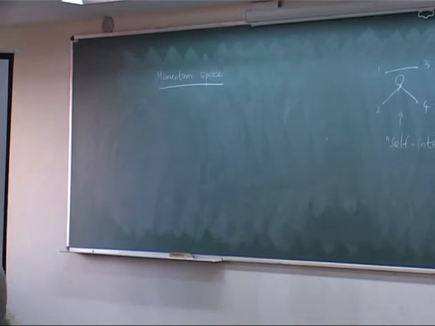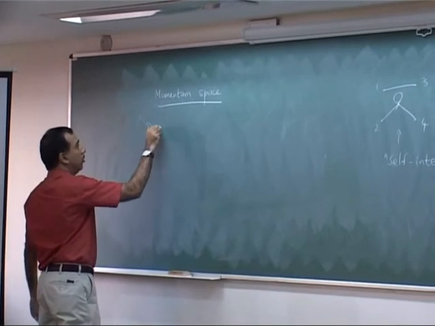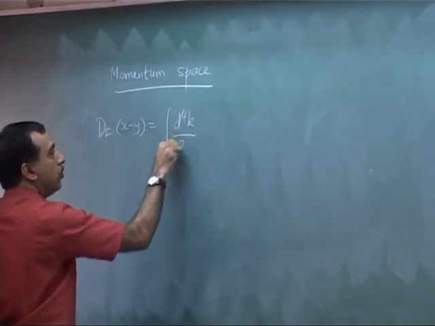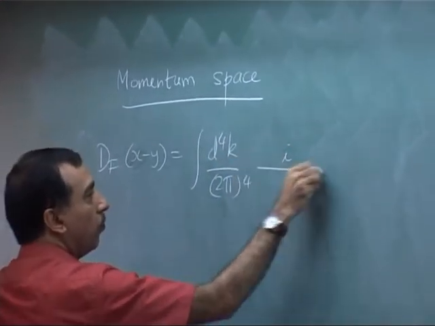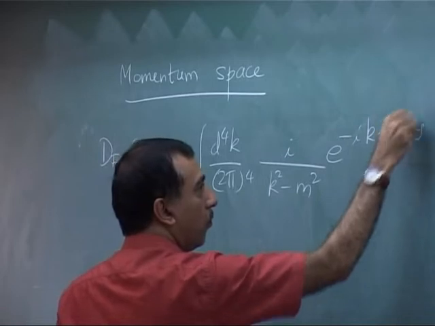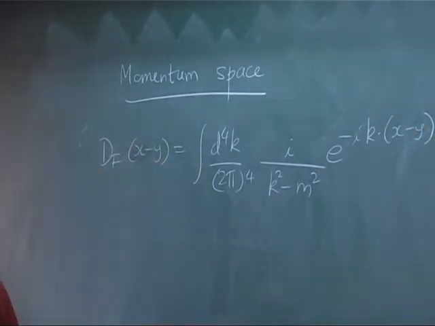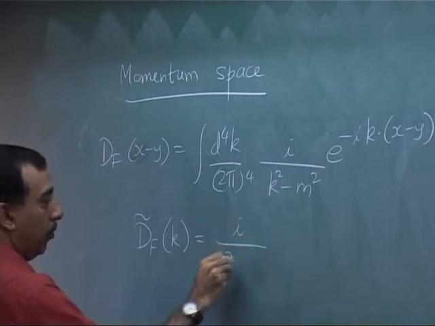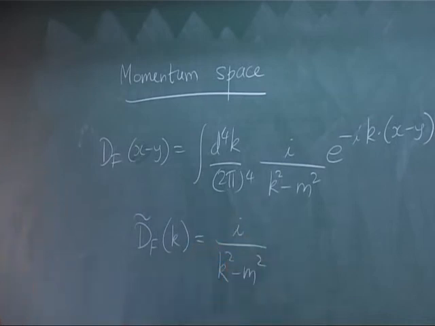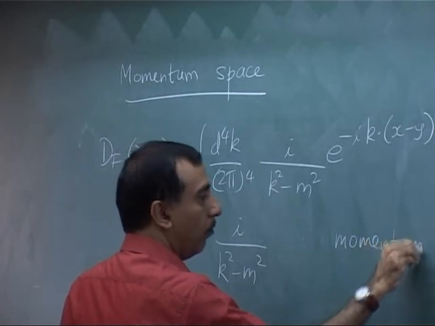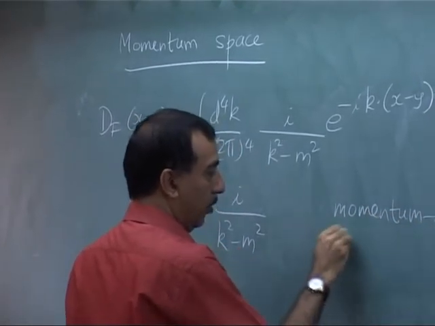Now, you see a beautiful thing about the Feynman propagator, as I gave you the formula for it, is that it's already expressed as a Fourier transform. So what is it the Fourier transform of? This by definition is the Fourier transform of d f tilde of k, which is i upon k squared minus m squared. So this is the momentum space Feynman propagator.